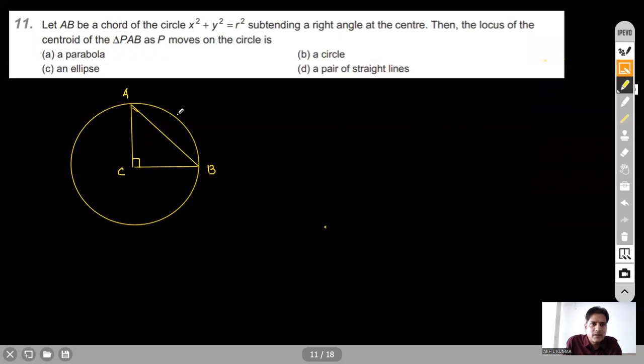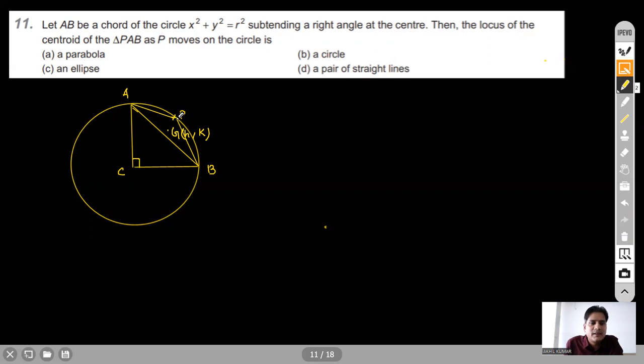Okay. So let me take point P here. So this is B. Let me take it as B. So this is PAB. This is the required triangle, and we have to find the locus of the centroid of this triangle. So let me write it as G, and let me assume its coordinates as (h, k). So we have to find the locus of this G as P moves on the circle.